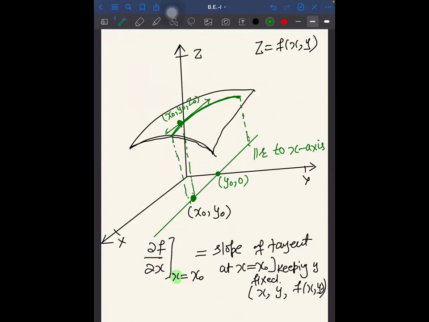Okay. So now what happens if I take the partial derivative of f with respect to y? I'll write the things over here.